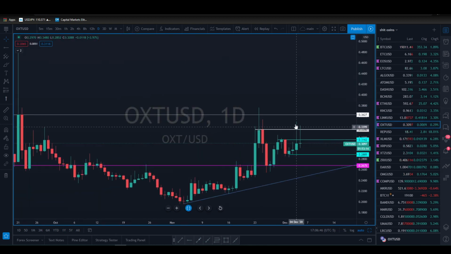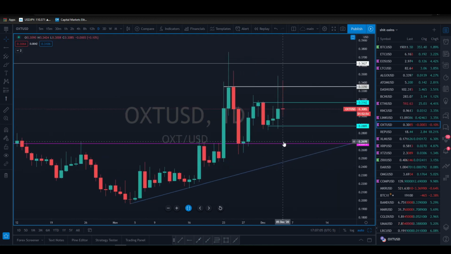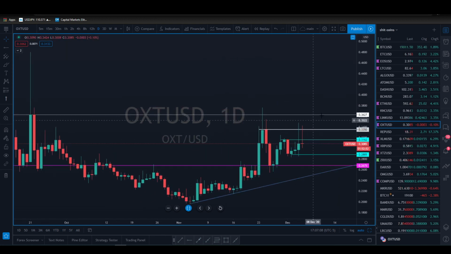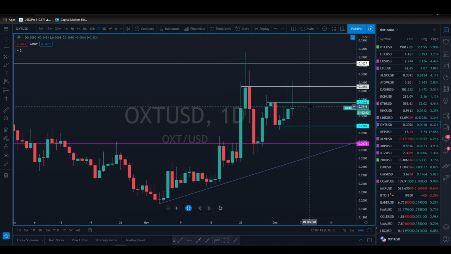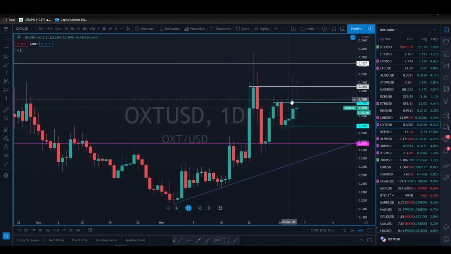OXT. OXT is throwing long wicks on a daily chart. Not good. So you had a market closure, a daily closure below this candle here, below this open, and then we have pushed back up, but we closed this daily back below this market structure. So that indicates a little bit more weakness than strength. It is positioned bullishly, so it is looking like it wants to make that push higher. So this daily candle closing is going to be crucial for the next few days.